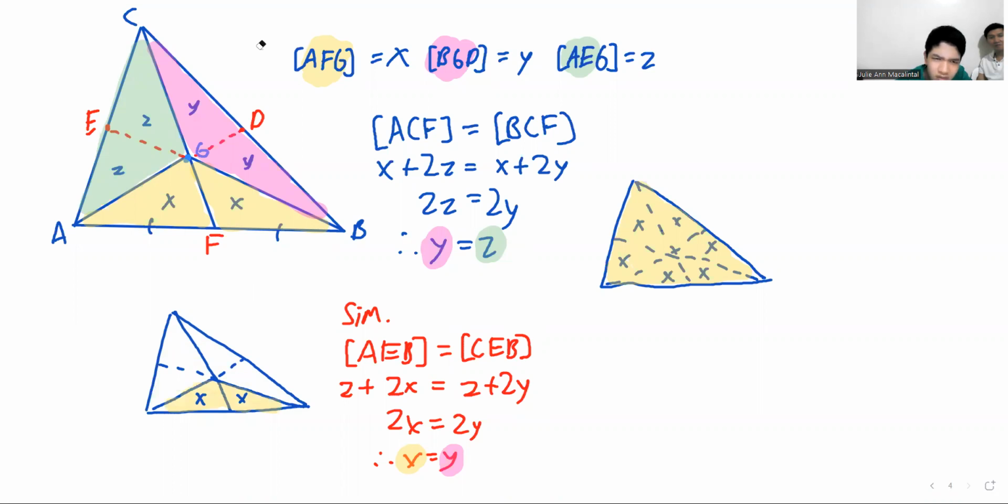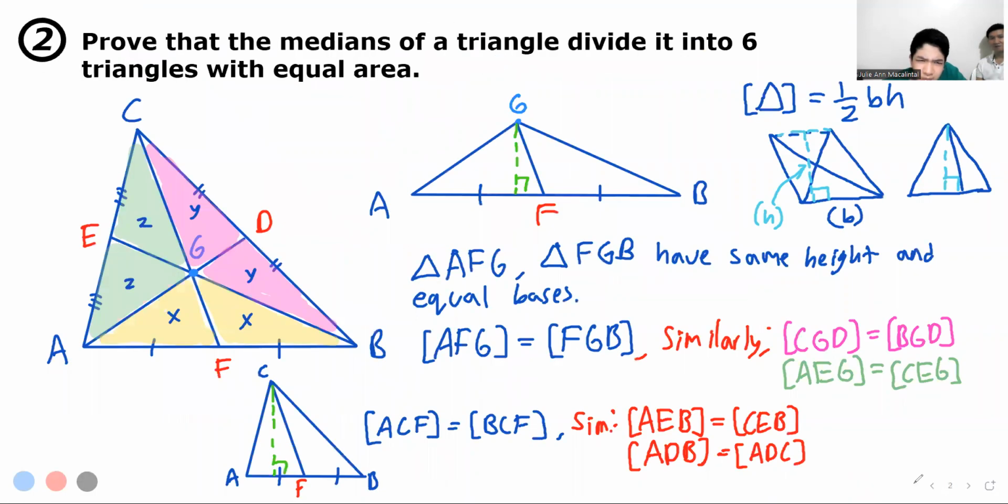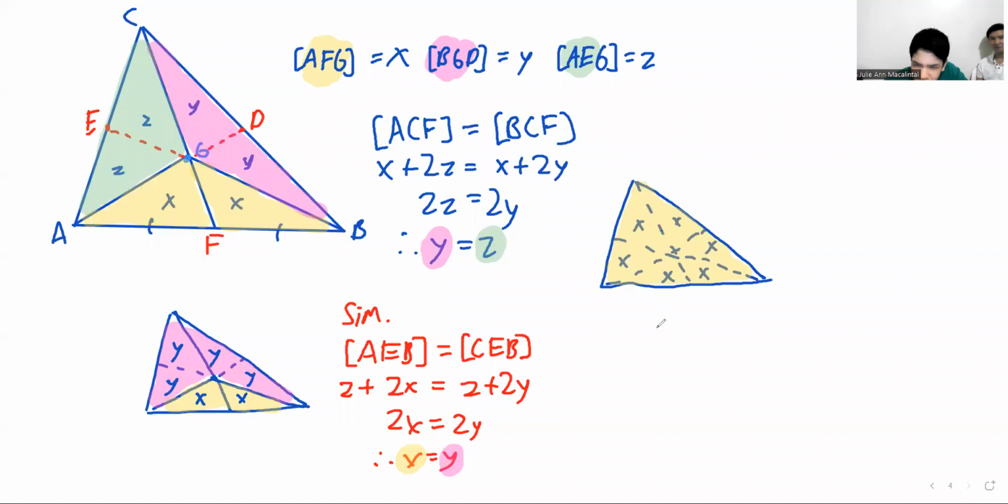Oops. Thankfully, there is Control Z. So you equated there, the z's are equal to y, so they're all y's. And then now X is equal to Y, you equated, so they're all X's. So what is the goal of the problem? The goal of the problem is to prove that the medians of the triangle divide it into six triangles with equal area. Therefore, this is X. Yes, QED.